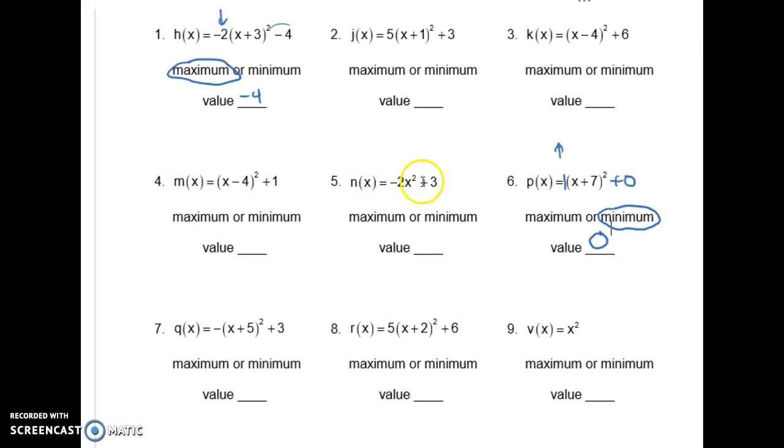On 5, we don't have that set of parentheses. That's no big deal. We're cool with that. We've got a -2, so that's opening down, so maximum value of 3.